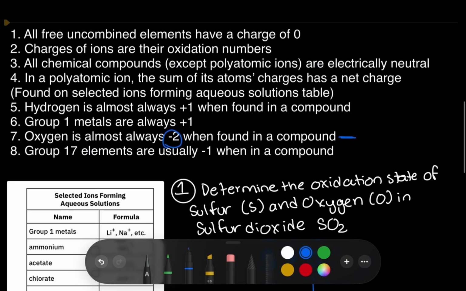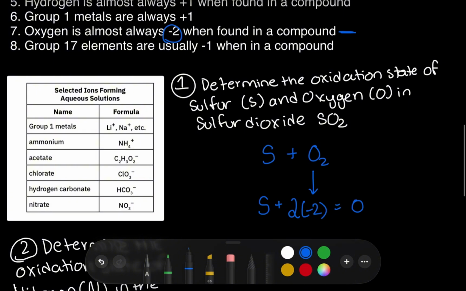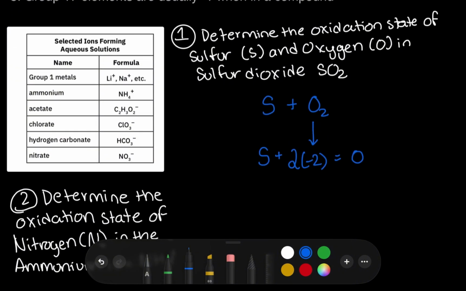Why? Because, again, this is a compound. And here it says all chemical compounds except polyatomic ions are electrically neutral. So it's going to be equal to 0. So if we simplify this even more, we have 2 times -2, which is -4. So S plus -4, or you can also just say S minus 4 equals 0. And that would just be 4, because 4 minus 4 is 0. It cancels out. Because if we have a -4, we can cancel it out with a +4. Therefore, the oxidation state of sulfur is going to be +4, and oxygen is going to be -2. And that's going to be the oxidation states.